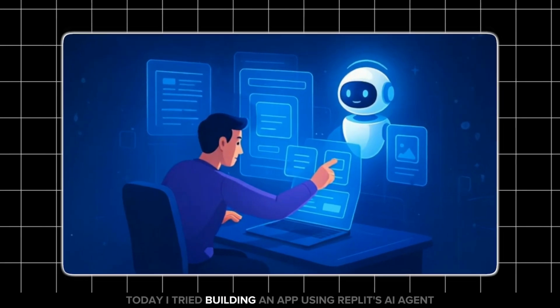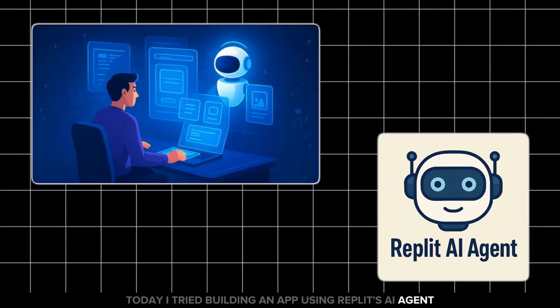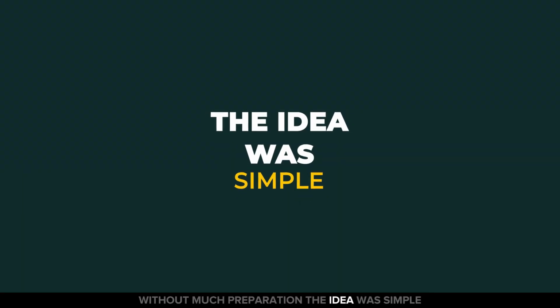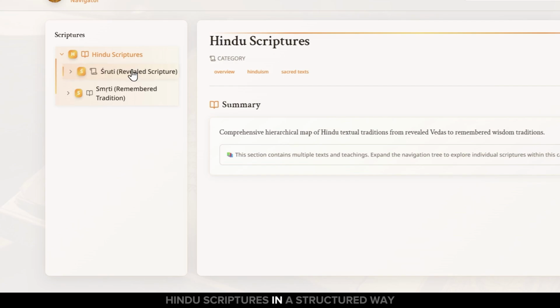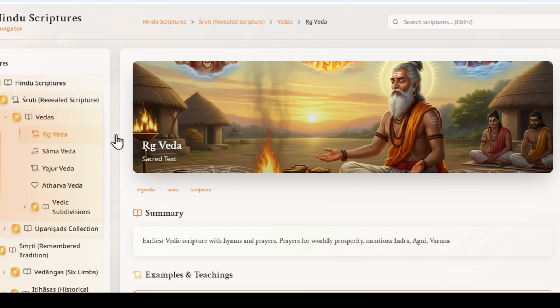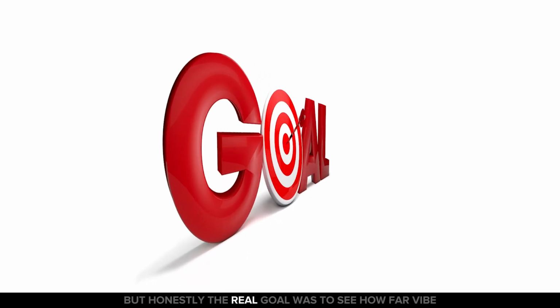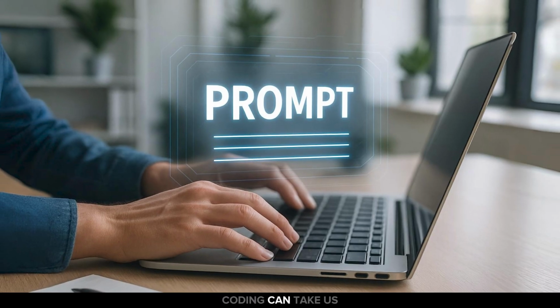Today, I tried building an app using Replit's AI Agent without much preparation. The idea was simple. Create a scripture navigator where we can browse Hindu scriptures in a structured way. But honestly, the real goal was to see how far vibe coding can take us.